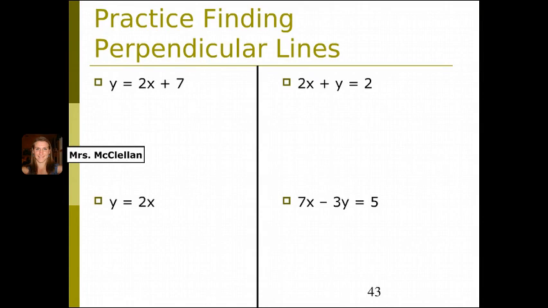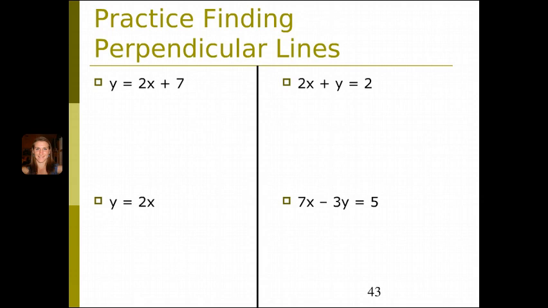So the perpendicular slope to 1/2 is negative 2. All right, just like with parallel lines, we've got a couple of examples. The ones on the left are already in slope-intercept form, so they're going to be easier. The ones on the right are in standard form, so we'll have to solve for the slope before we can actually find the perpendicular slope.